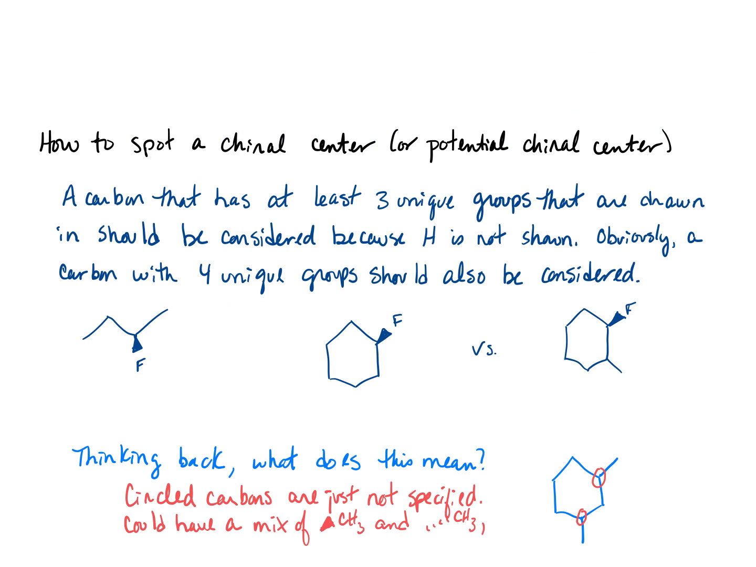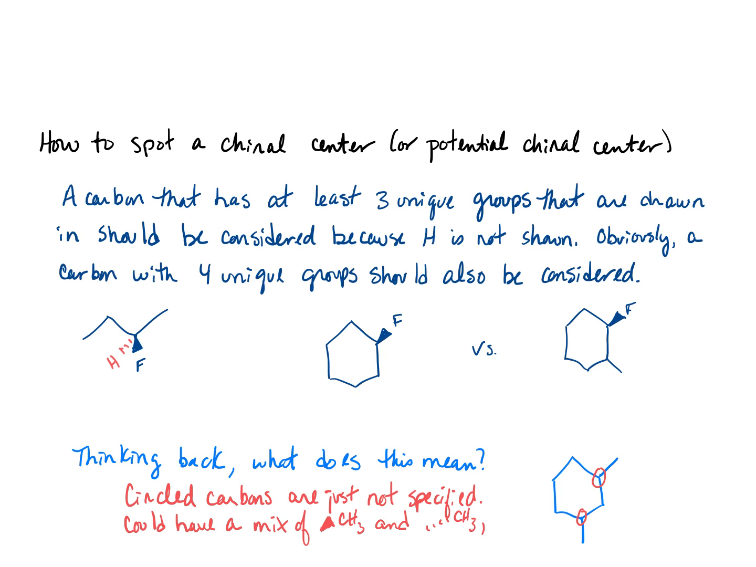So you might want to know how in the world we spot these things. Well, generally speaking, if I see three things that are attached to a carbon, a little flag goes off in my head and I go, I should at least check that out. Because remember, if we're looking at that carbon right there, what's not drawn in is the fact that you've got a hydrogen coming off to the back. So yes, there's actually four unique things there.